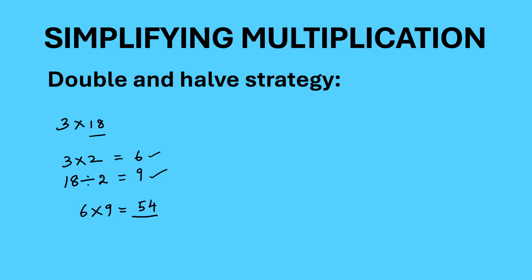Simple, isn't it? Let's say you want to do 14 times 4. Here again, you multiply the smaller number by 2 and you divide the larger number by 2. 4 times 2 gives you 8. 14 divided by 2 gives you 7. So your problem becomes 8 times 7, which is 56.